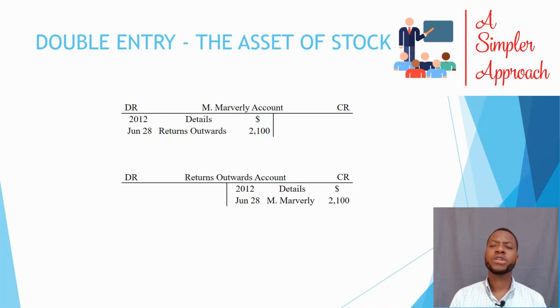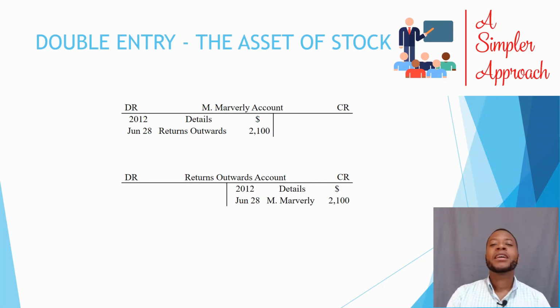M. Maverly account, remember that M. Maverly was debited. And when we say you debit an account, it means you place the information on the left side, using the corresponding item as the detail. Same thing applies for returns outwards. That was credited. And when you credit an account, you place the information on the right side, using the corresponding account as the corresponding item rather, as the detail.